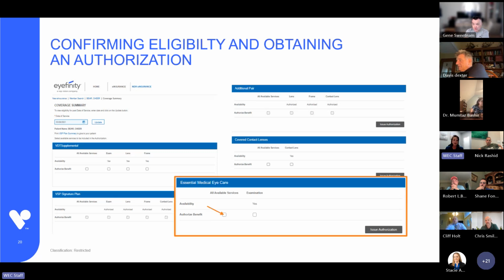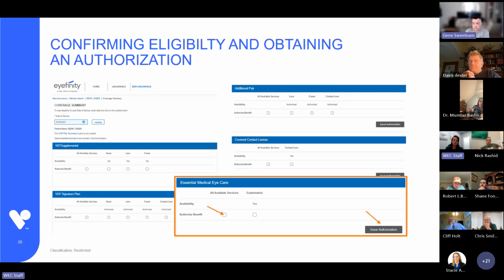And you just click authorize benefit and issue authorization. So this is easy for your staff to just go ahead and get it, because in my office, 99% of the time, a routine annual exam turns into medical most of the time because there's going to be something medical that I find.